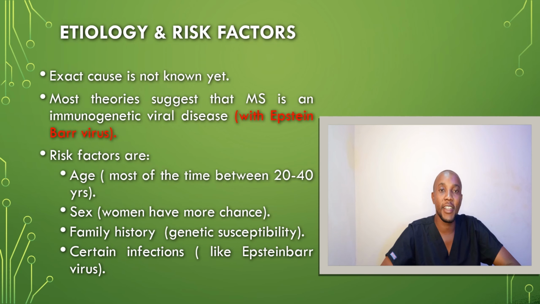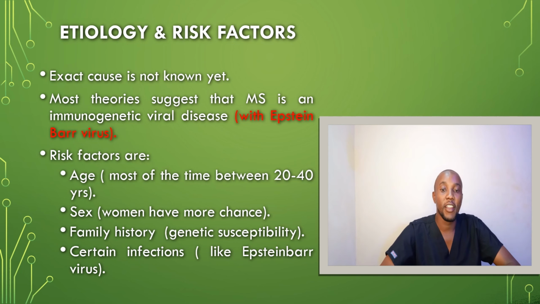About etiology and risk factors, the exact cause is unknown. Remember that. Although most theories suggest that multiple sclerosis is an immunogenic viral disease, mostly associated with Epstein-Barr virus. Some of the risk factors that can make a person develop multiple sclerosis: we have age, most of the time between 20 to 40 or 50 years of age. We have sex, women are more affected than men. We have family history, that is genetic susceptibility. If a member of the family, let's say a father, had this disease, it is very likely even the children might develop multiple sclerosis.